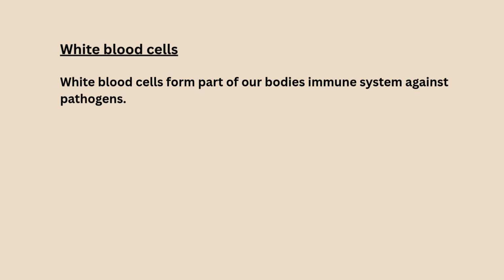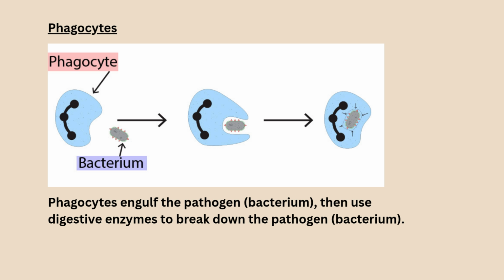White blood cells form part of our body's immune system against pathogens. There are three main types. Phagocytes engulf the pathogen, in this case a bacterium, then use digestive enzymes to break down the pathogen.